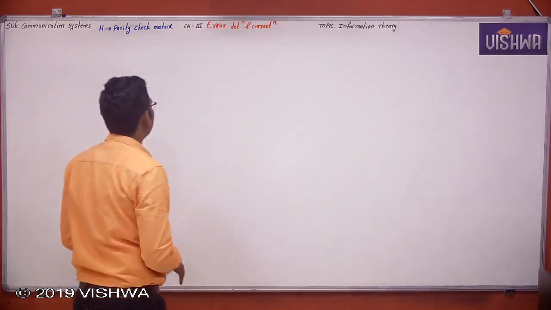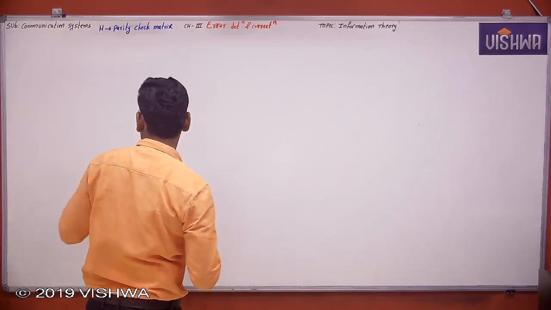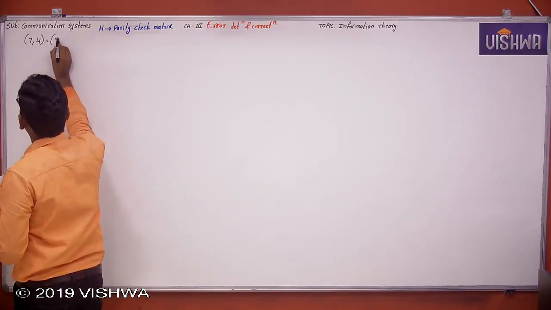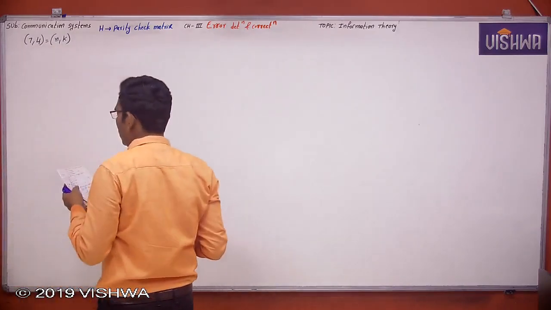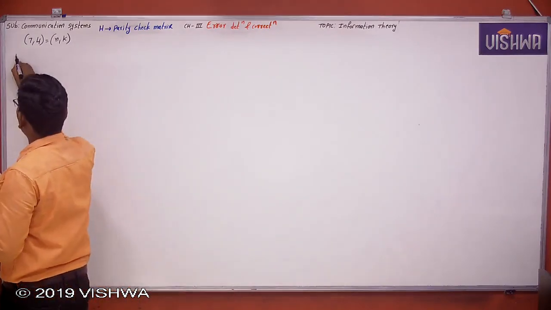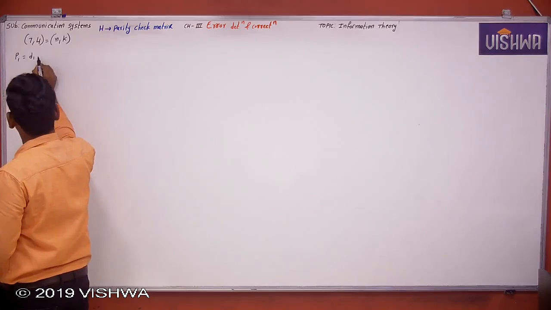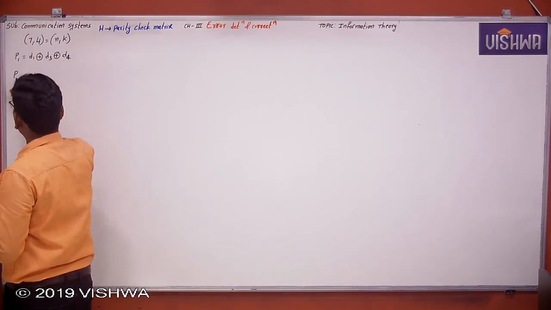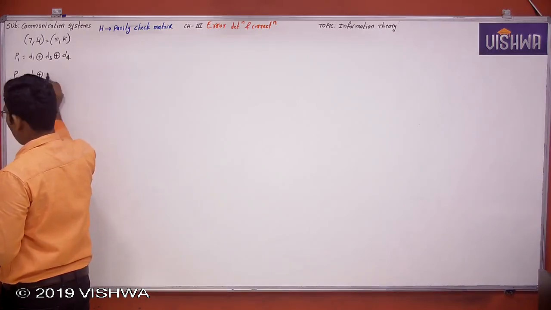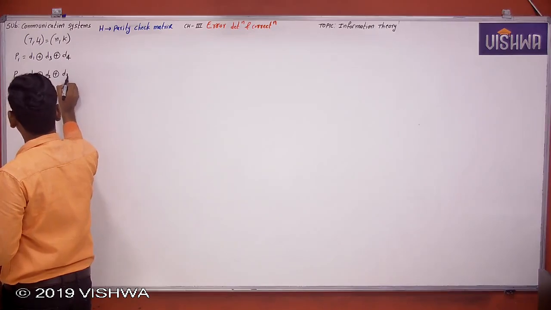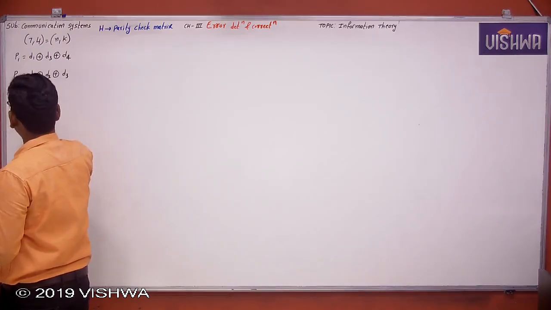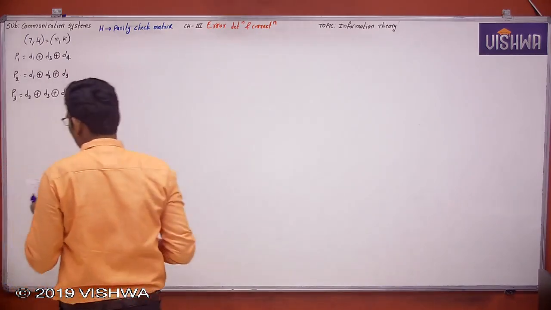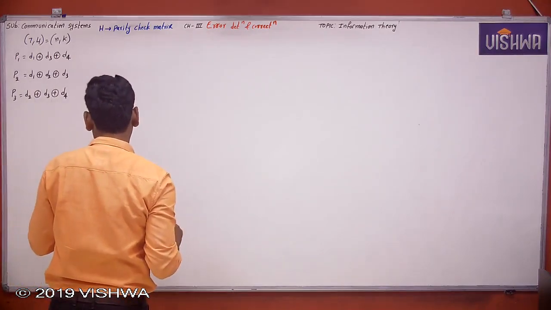Okay. In a similar way, now in this question, consider a 7,4 block code, an n,k block code, with parity equations P1 equal to D1 exclusive or D3 exclusive or D4, P2 equal to D1 exclusive or D2 exclusive or D3, and P3 equal to D2 exclusive or D3 exclusive or D4. Determine the generator matrix and determine the parity check matrix.